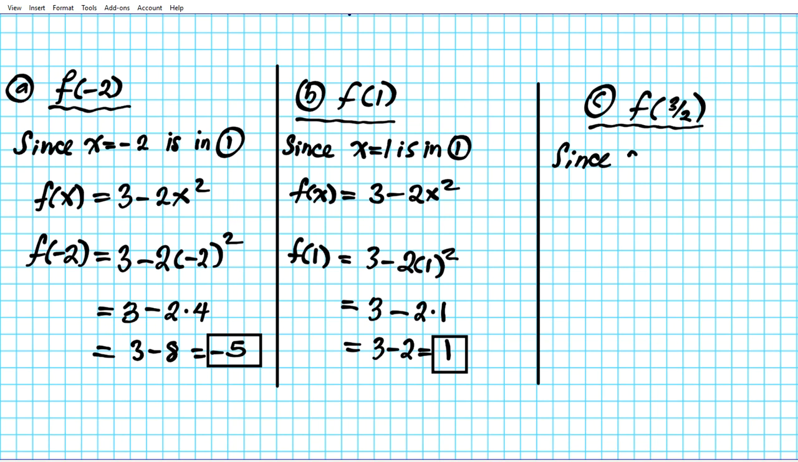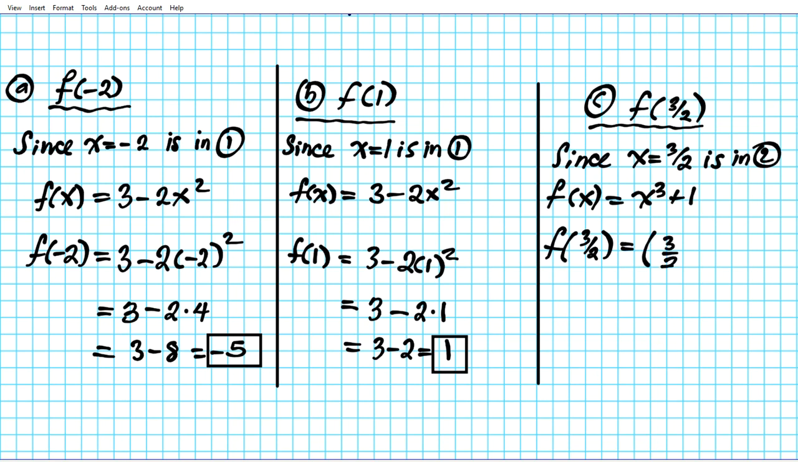Since x equal to 3 over 2 is in 2, the function is going to attain the value x to the third plus 1. Okay? So f of 3 over 2 is going to be 3 over 2 cubed plus 1. Now, using the power of a quotient property, we can simplify 3 over 2 cubed. Actually, it's cubed, not squared.